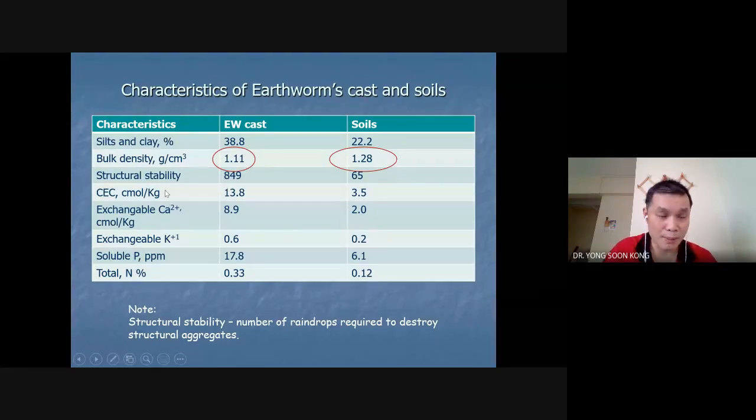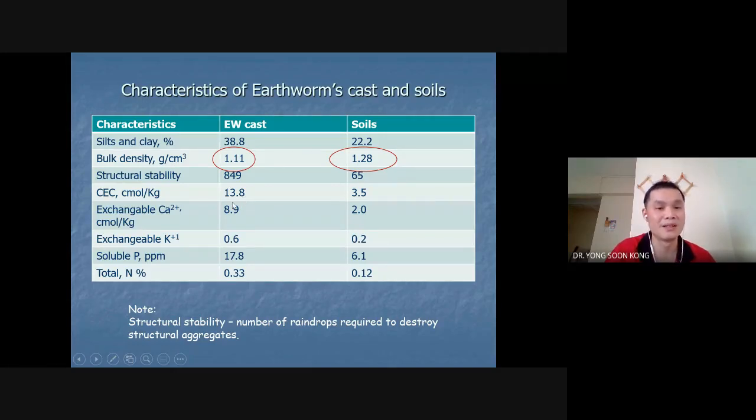And then the next part is, surprisingly, the CEC also is very high. Okay, you must be wondering why, kan? Because when earthworms eat, they are not just eating the organic matter. They also eat a small amount of mineral soil. Now this mineral soil, mostly it's clay. So when clay accumulates inside the body and is cast out as worm cast, that is why they have high CEC. Most of this CEC is contributed by the clay itself.